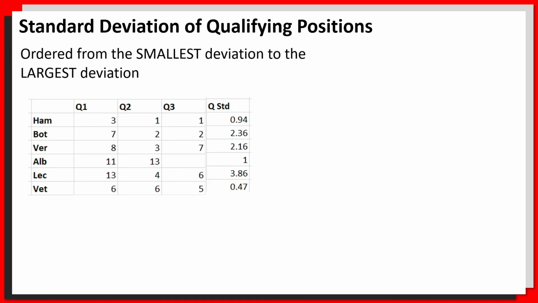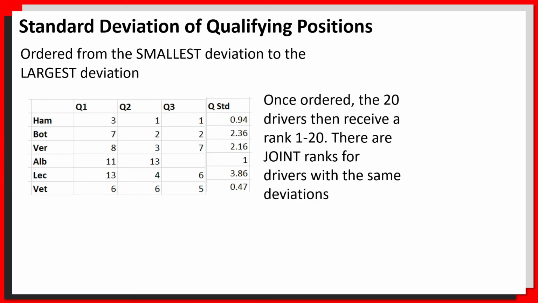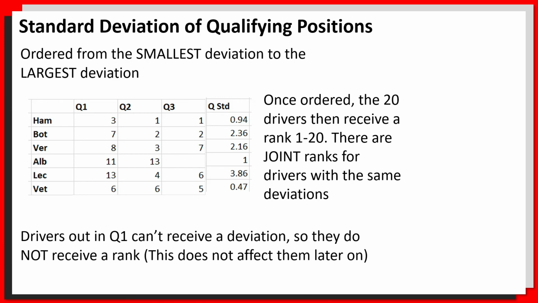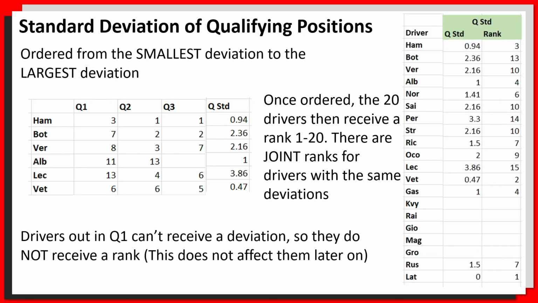And these standard deviations across the entire grid are ordered from the smallest to the largest. And of course, once ordered, these 20 drivers then receive a rank 1 through 20. There are of course joint ranks for drivers with the same deviations. And then once again, the drivers that are out in Q1 cannot receive a deviation, as there is only one data point, so they do not receive a rank, and this will not affect them later on. And so looking at the final category's table of today, we pull up this order here, and once again the same 5 drivers do not receive a rank, and we see that it is instead the inverse of the table that we saw last time.